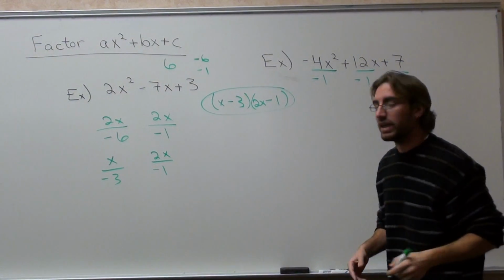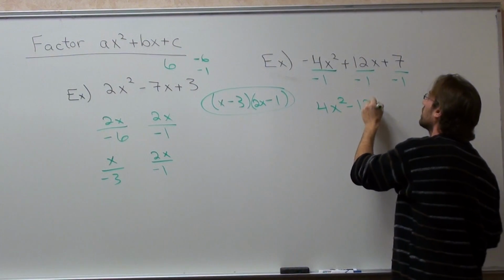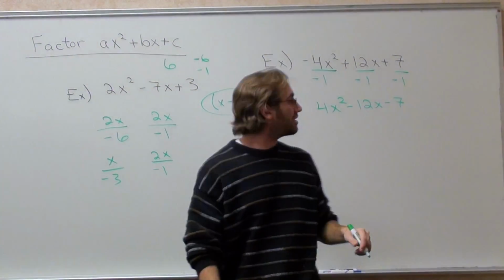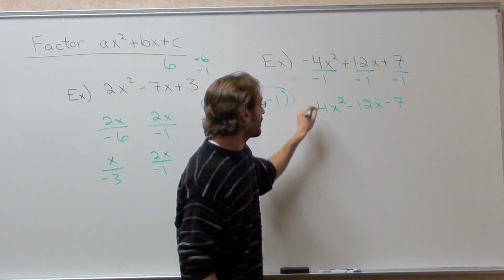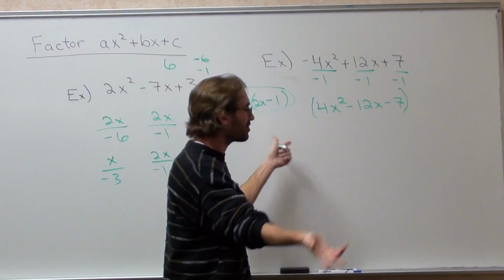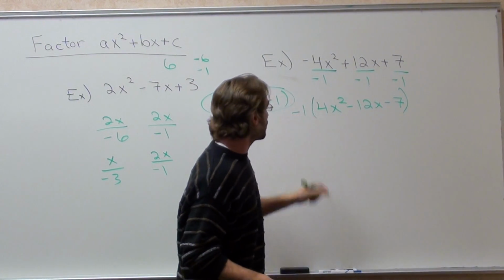And what you end up getting is 4x squared, subtract 12x, subtract 7. Close it off, but everything that you pull out, they're trying to pull me back in. It was the Godfather analogy that I used. And here's what you got.